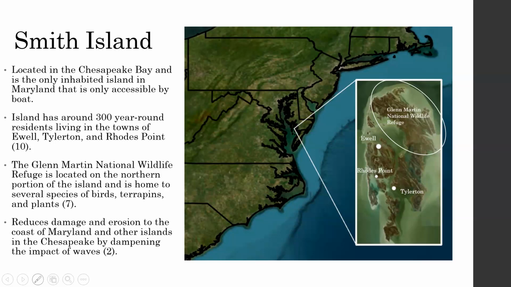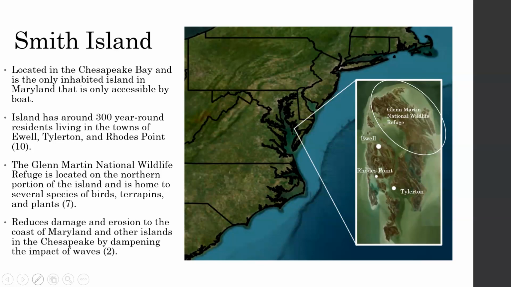Once you reach a certain grade in school, you have to take a ferry about 10 miles to the nearest mainland school to go to school. The island has about 300 year-round residents that live between the three towns mentioned there: Ewell, Rhodes Point, and Tylerton. During the summer, more people live there, but I just don't want the year-round number since it can fluctuate.